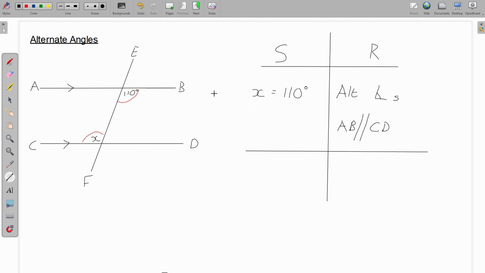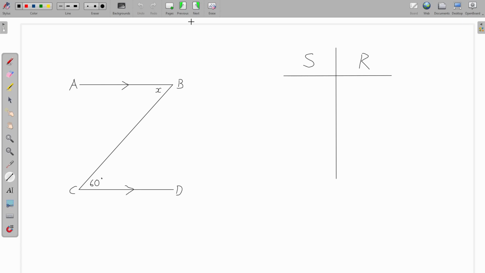We would then move on to any additional variables that we need to find. So let's have a look at a couple of examples here. First one we're given. We have a very obvious Z shape. We have X and 60. Now if we look at our shape, we can see quite clearly the obvious Z shape, which means that the 60 is the alternate angle to X.